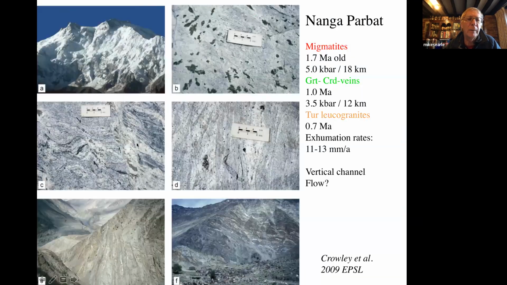This is what the rocks look like. Beautiful migmatites here with these extensional veins. The big green minerals here are cordierite and sillimanite.